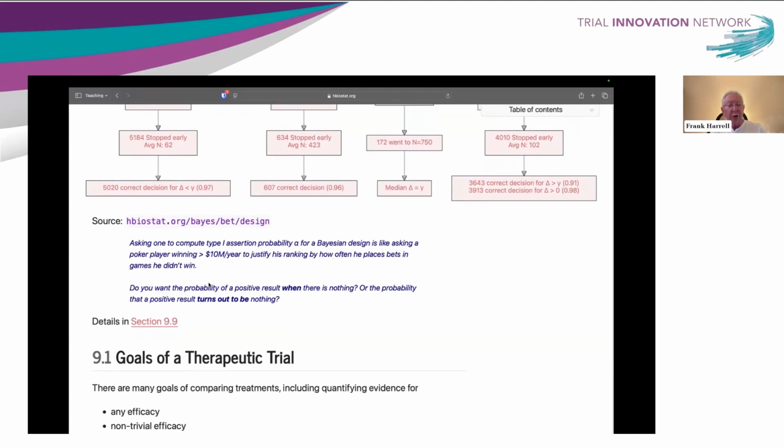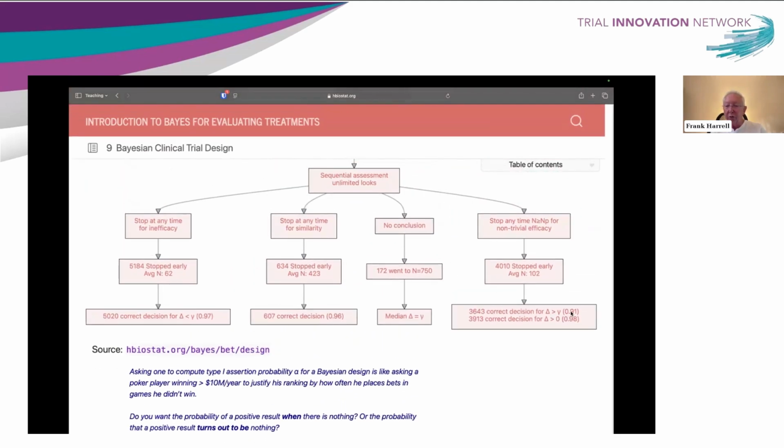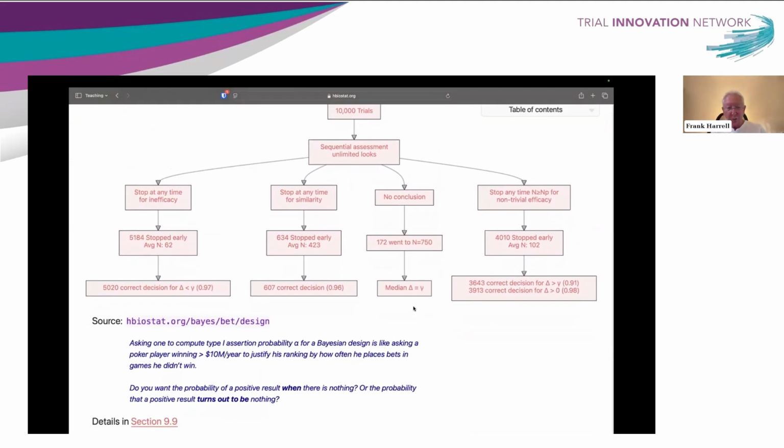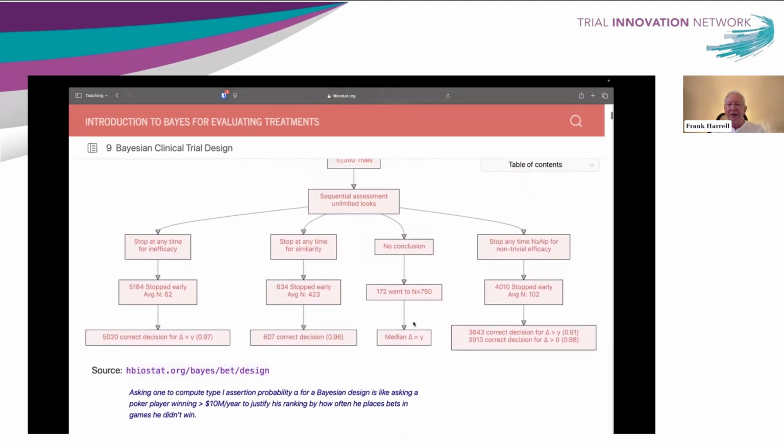Another way to say it is, do you want the probability of a positive result when there is nothing? This is alpha. So if delta is equal to 0, the treatment does nothing. What's the probability that you'll have a so-called positive statistical test? That's alpha. So do you want the probability of a positive result when there's nothing, or the probability that a positive result turns out to be nothing? That is the Bayesian posterior probability of efficacy, which is why these are the operating characteristics that we care about. So I'm sure I've ticked off somebody and hopefully generated some discussion.